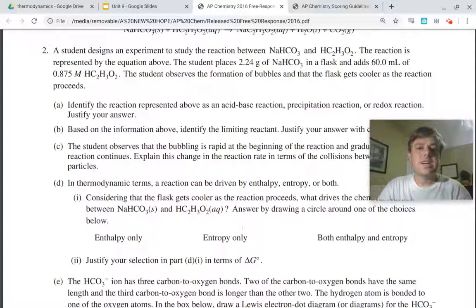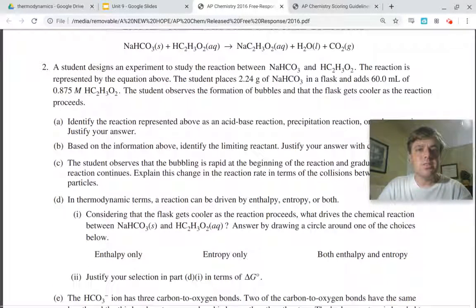And then you would justify your selection in terms of delta G. Well, for the reaction to happen, which this reaction does because it says up here at the top, the student observes the formation of bubbles and that the flask gets cooler as the reaction proceeds. So since the reaction happens, delta G is negative. To justify this selection, you would say, since delta H is positive, that's not contributing to G being negative. But since S is positive, according to delta G equals delta H minus T delta S, that does contribute to it. So it would be a valid justification.